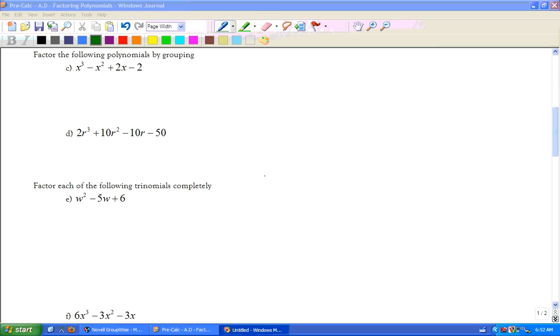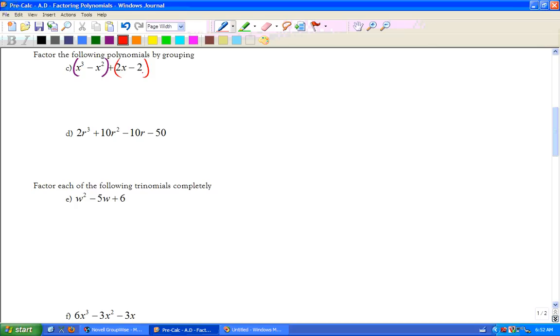Hi, welcome back. We're going to go over the process called factoring by grouping. Factoring by grouping is a great process to use, especially when we have more than 3 terms in our polynomial. The first step of factoring by grouping is to literally group, with parentheses, 2 different sets of terms, the first 2 and the last 2.